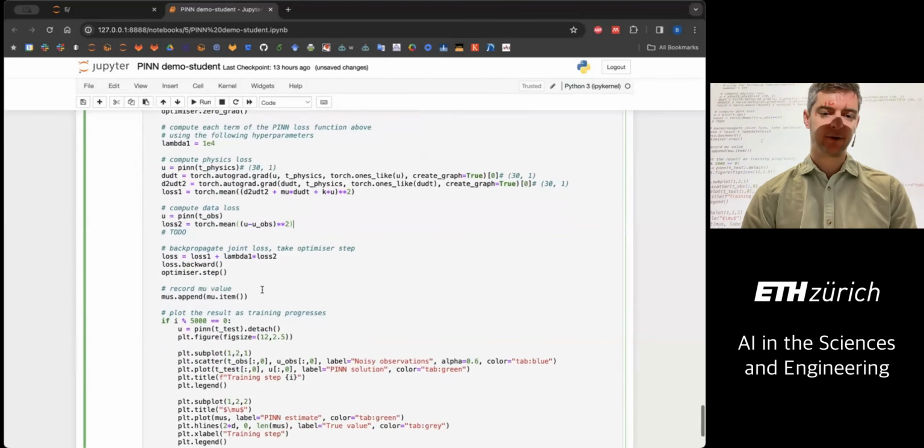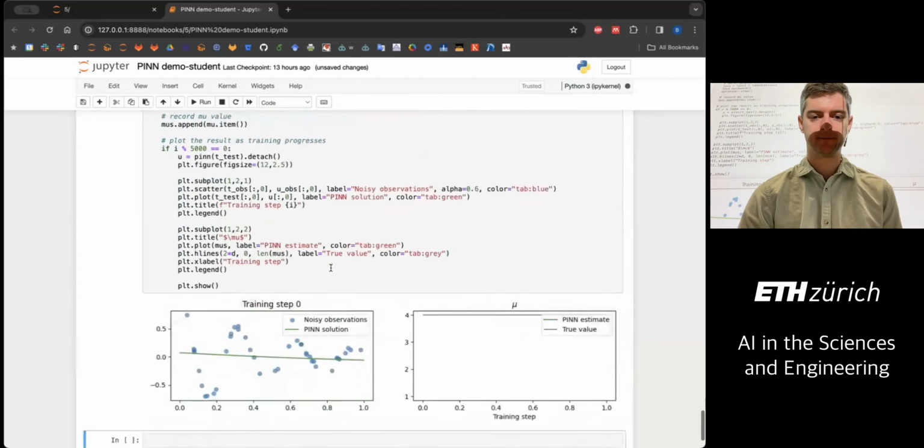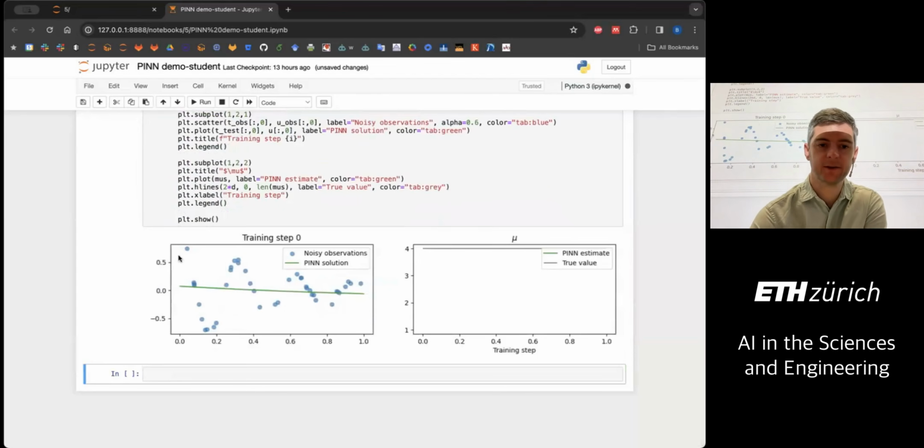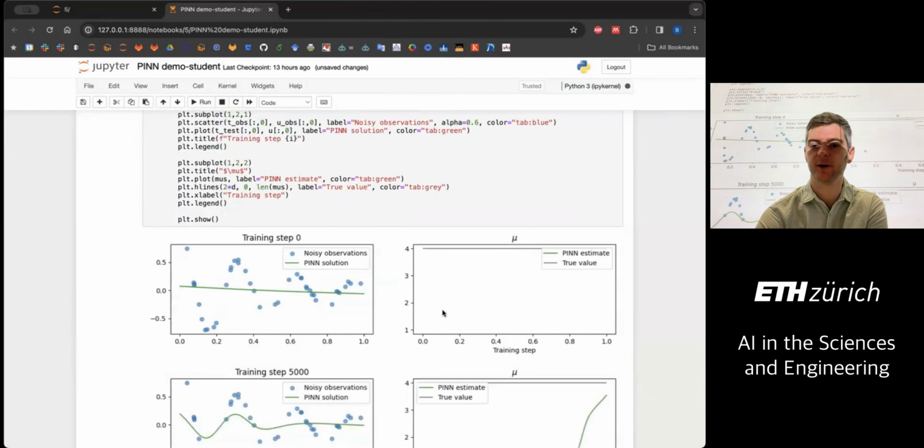So now we can just retrain the PINN. What I'm plotting here is the noisy observations and the PINN solution as a function of training step. And I'm also plotting the value of mu as the network trains. So remember, we're jointly optimizing the solution and the underlying parameter at the same time.